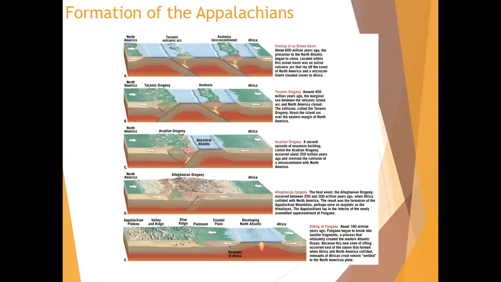Three distinct periods of mountain building. Your Taconic volcanic arc, the Avalonian microcontinent, and then the mountain building as the result of a collision with Africa. The Alps and the Urals formed very similarly to this, with multiple rounds of mountain building due to plate tectonic movement.